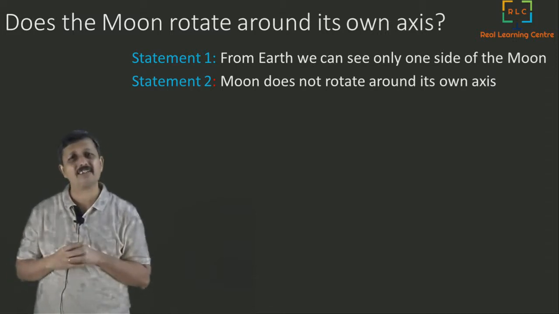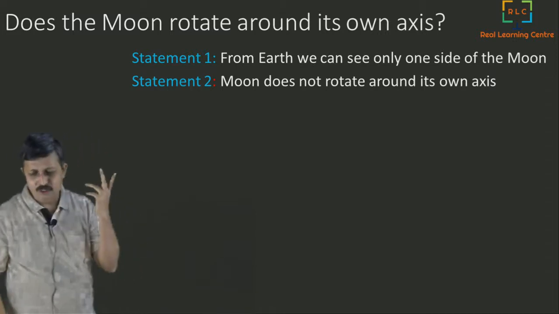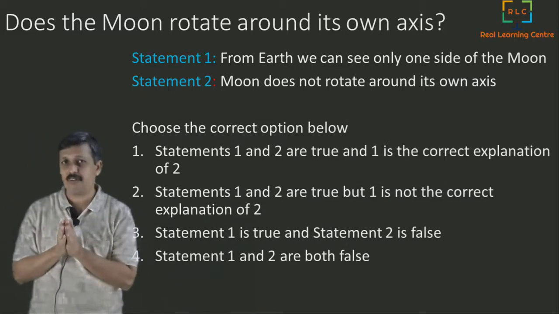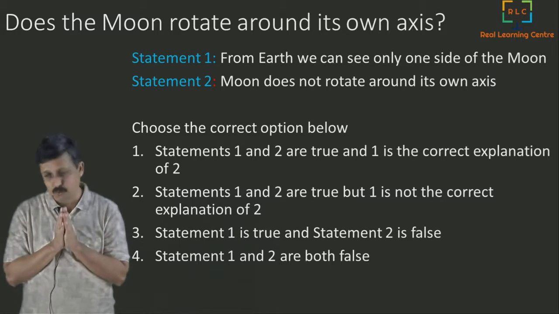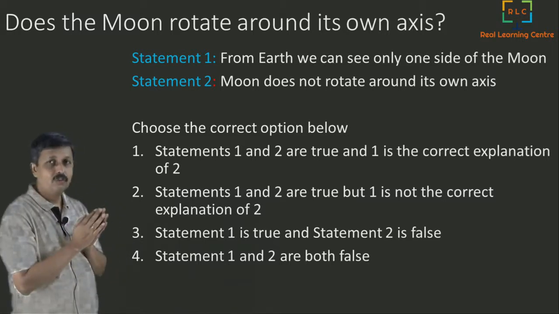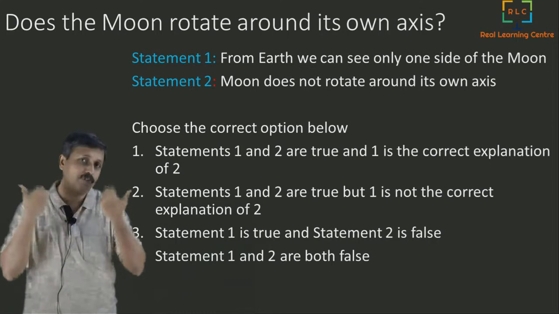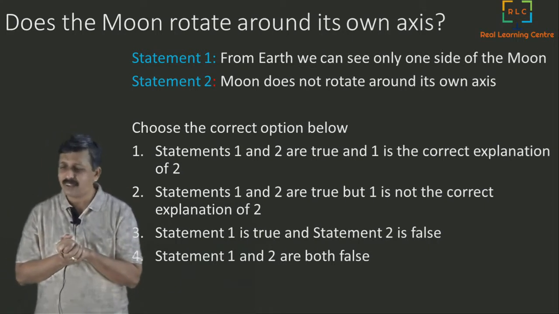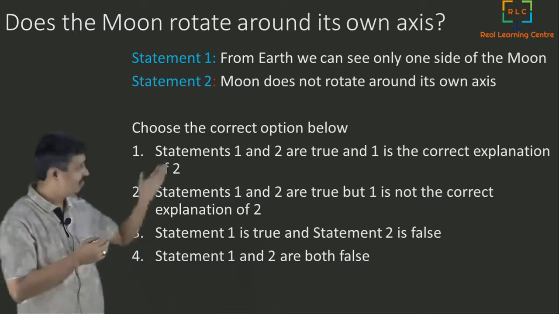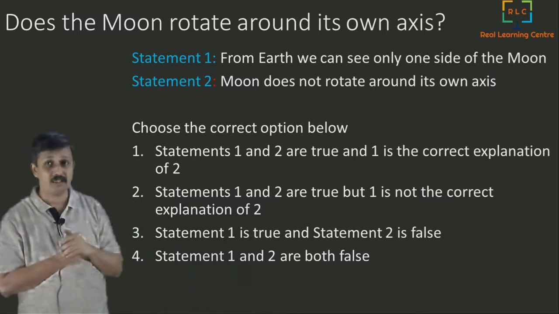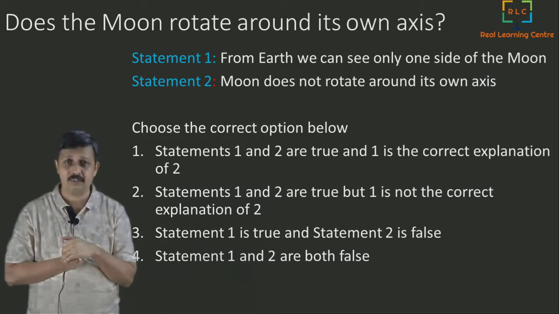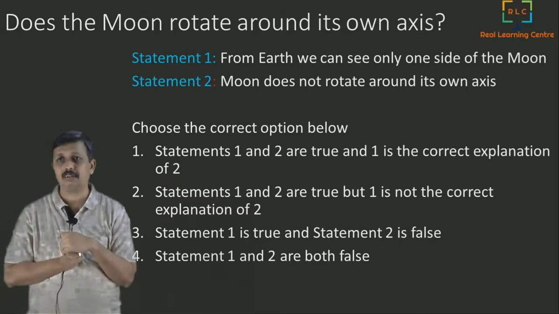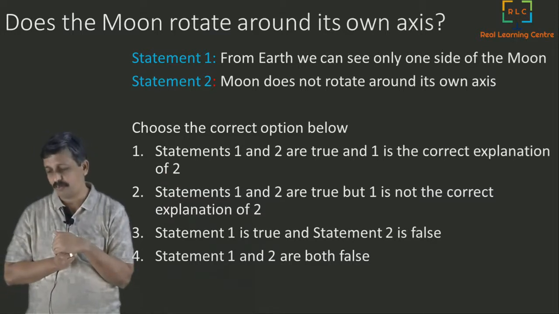Are these two right? So I have 4 choices here, and let us see whether you can choose the right one. Okay. The first choice is statements 1 and 2 are true, and 1 is the correct explanation of 2. That's what my basic belief was when I started talking about this. The second one is 1 and 2 may be true, but 1 is not the explanation of the other. Maybe my logic is wrong. Maybe the 2 statements are right. The third one is statement 1 is true and 2 is false. The fourth is both 1 and 2 are false.